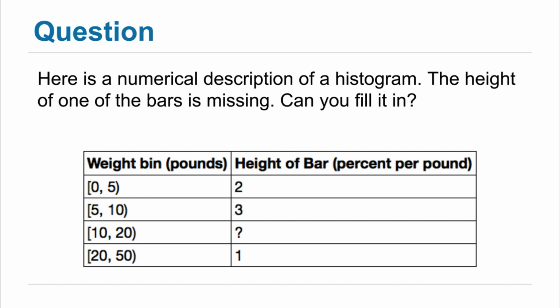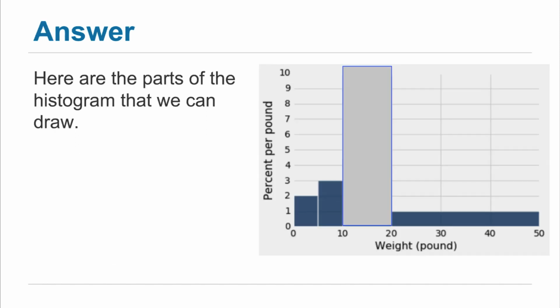So what do we need now? We need the percent in the bin. Do we have it? No, because those other heights aren't percents. They're densities. Percent per pound. So now what? Let's try drawing what we have.